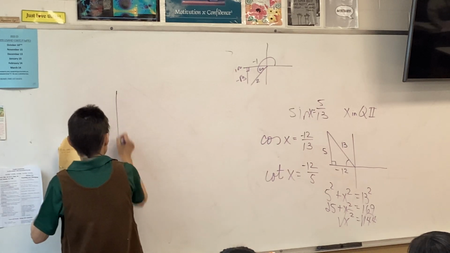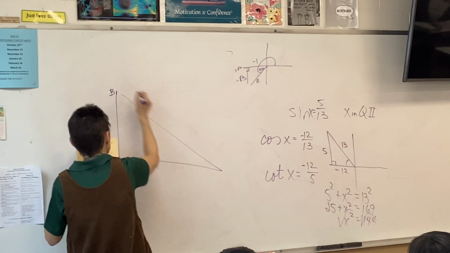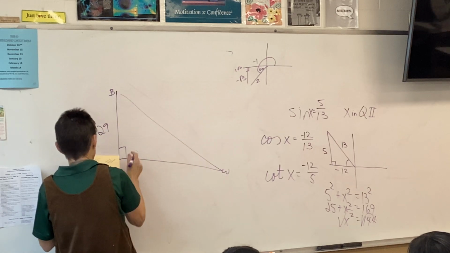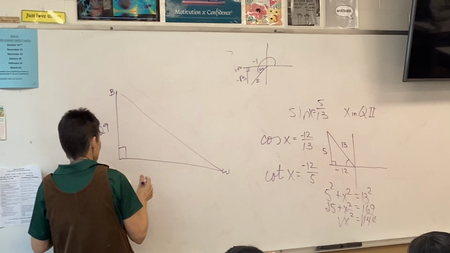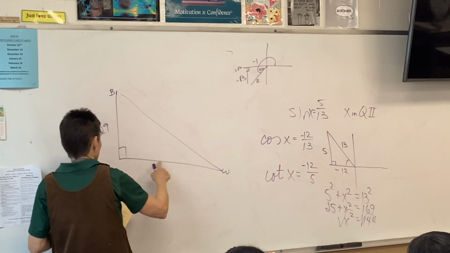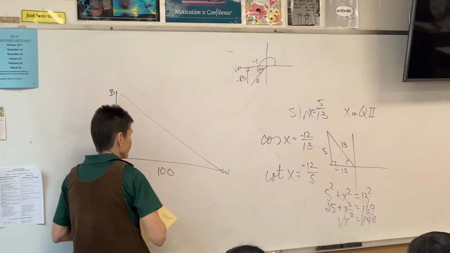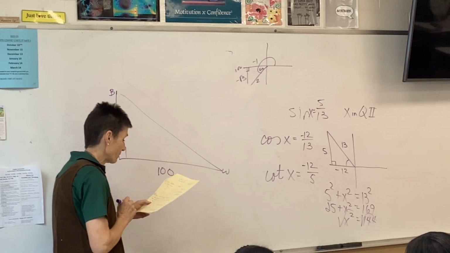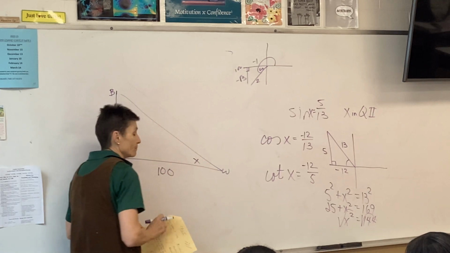He's in a tree, so here's the bird in the tree, here's the worm on the ground. The tree is 29 feet tall. The worm is 100 feet from the base of the tree. And we want to find the angle of depression.